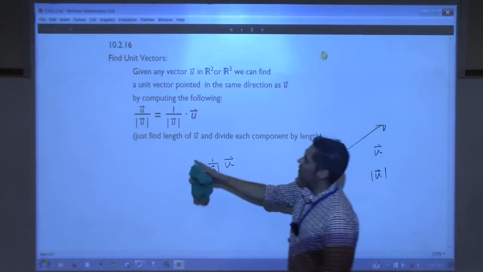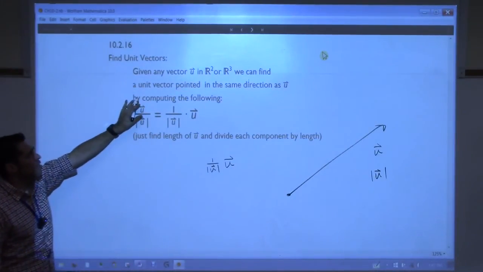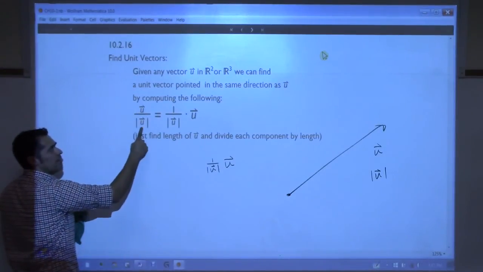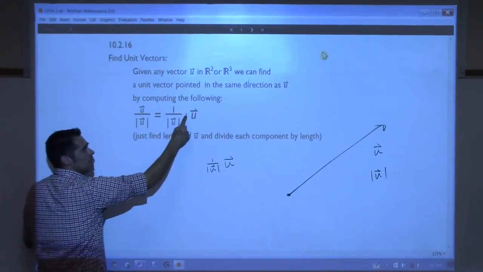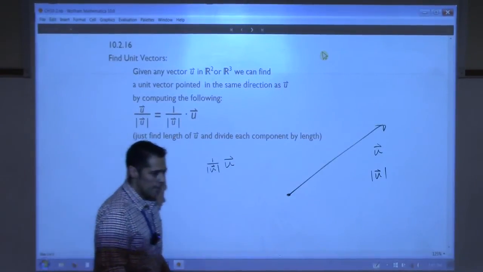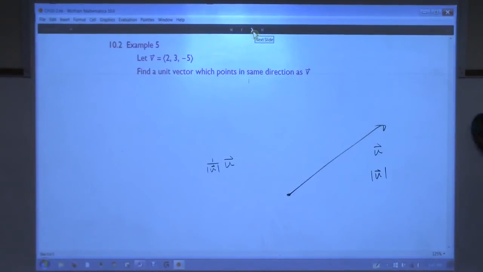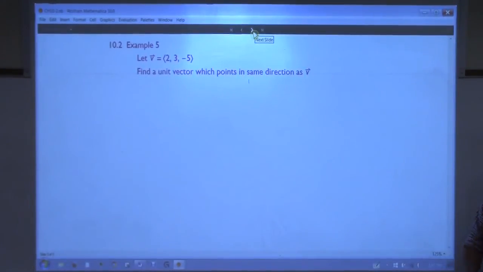So that's what this is saying. Someone gives you a vector in 2 or 3-dimensional space. We can always find a unit vector pointed in the same direction by computing the following. The vector divided by its own length, which is the same as 1 over the magnitude of the vector, times u. That's not dot, that's just scalar multiplication. All right, and that's it. That's all you have to do. It's a nice result. So find a unit vector which points in the same direction as v. You want to try that on your own real quick?